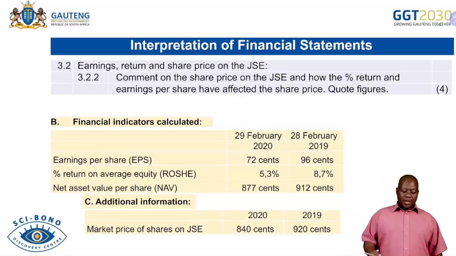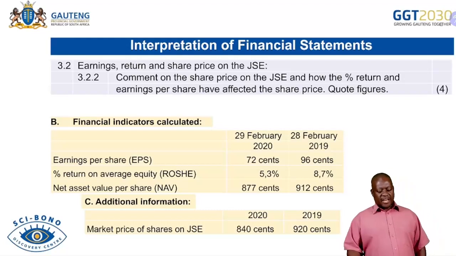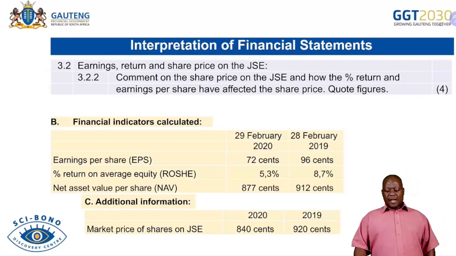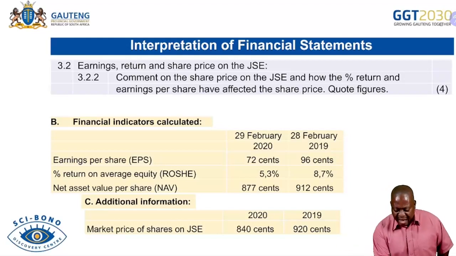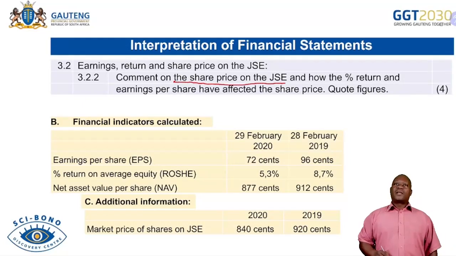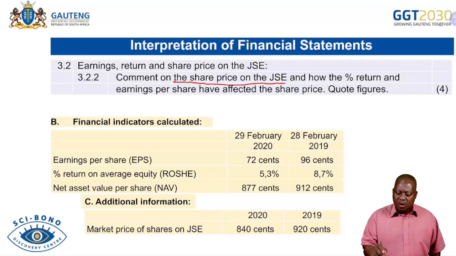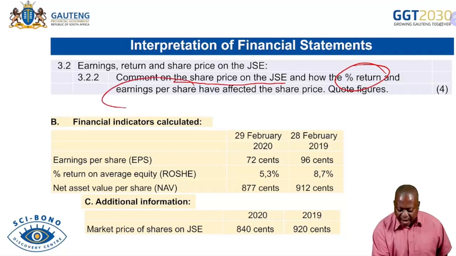Now we are moving on to the next one, 3.2.2. It says earnings, returns, and the share price on the JSE. Comment on the share price on the JSE and how the percentage return and the earnings per share have affected the share price. Please check here. The best we are going to deal with is the share price on the JSE. And we are saying, how is it affected by this? And how is it affected by this?